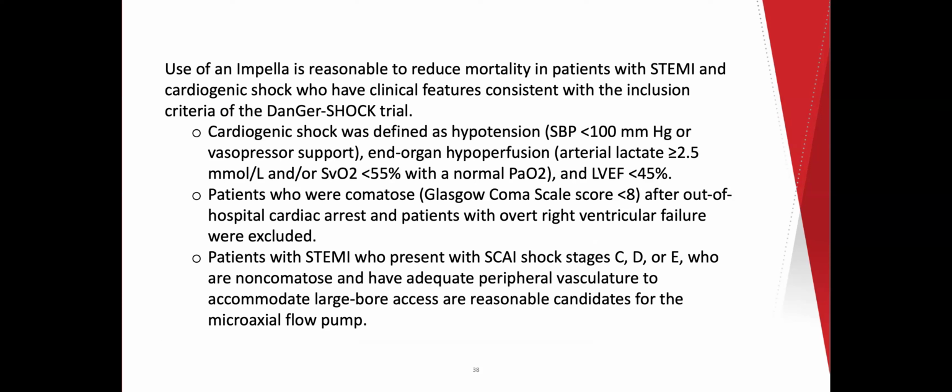What are the gist of these criteria? Cardiogenic shock was defined as hypotension, systolic blood pressure less than 100 or vasopressor support, and organ hypoperfusion, that's an arterial lactate of 2.5 or higher, and/or SvO2 less than 55% with a normal PaO2, and LV ejection fraction less than 45%. Patients who are comatose, that's a Glasgow Coma Scale score of less than 8 after out-of-hospital cardiac arrest, and patients with overt right ventricular failure were excluded.